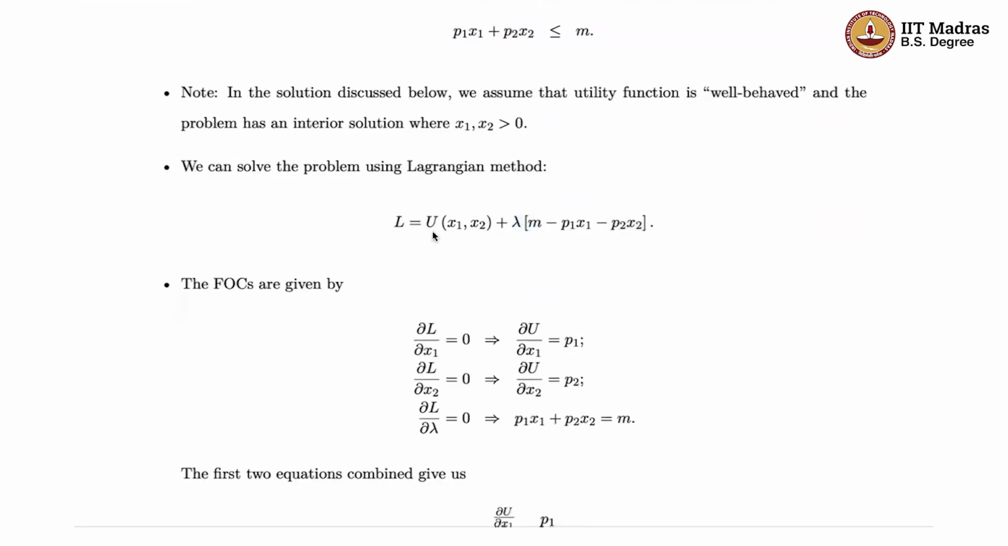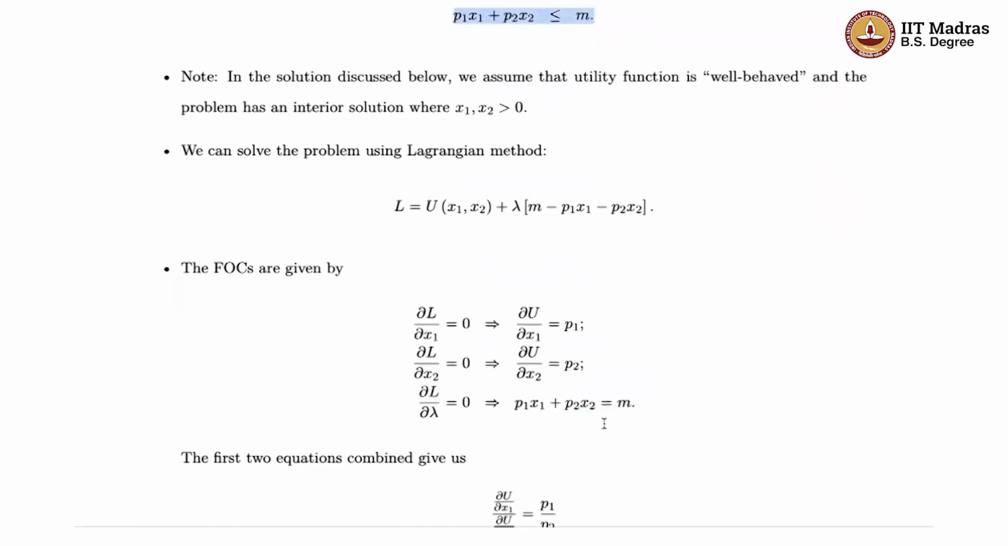Okay, so what happens when you take the derivative of this L with respect to x1? From here, we have got del u del x1, right? And from here, we have got minus lambda times p1, and that we are going to set equal to 0, right? So you end up getting that del u del x1 is equal to p1. The second equation similarly gives you del u del x2 equal to p2. And the last equation, del L del lambda equal to 0, gives you m minus p1 x1 minus p2 x2 equal to 0. And so therefore, p1 x1 plus p2 x2 equal to m. Notice that this is the same as the constraint that you have. And we have argued before why we are replacing this less than or equal to with this equality.